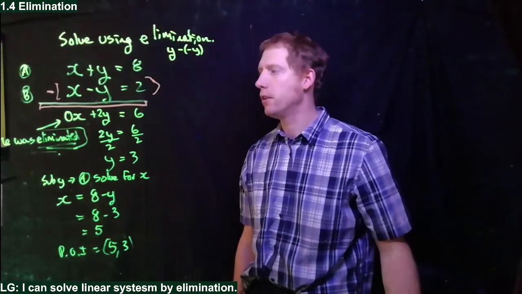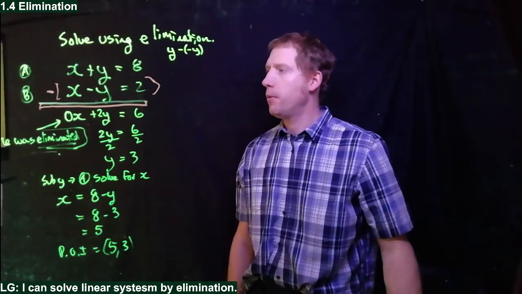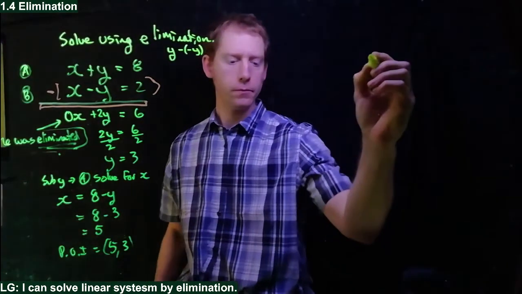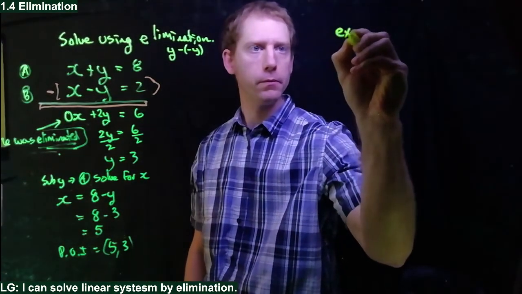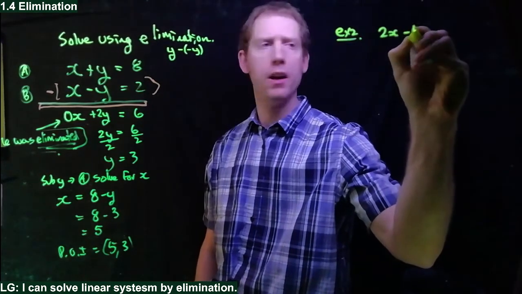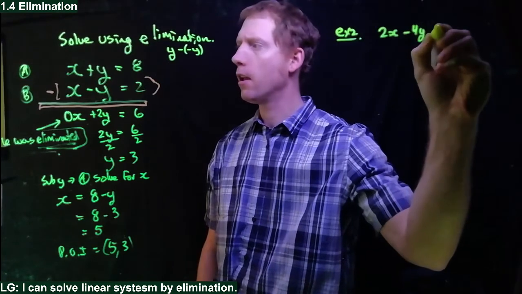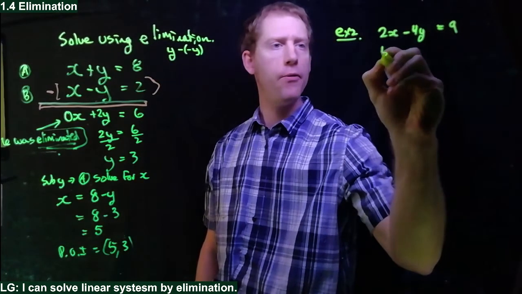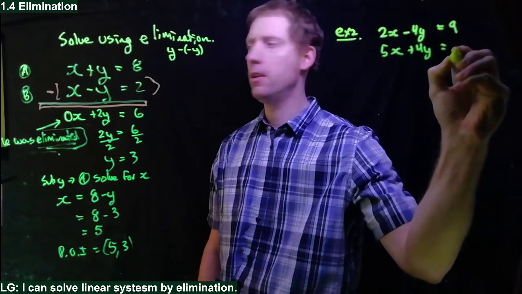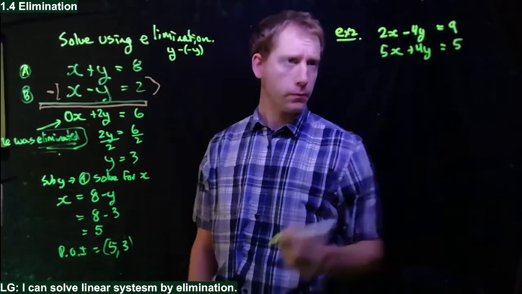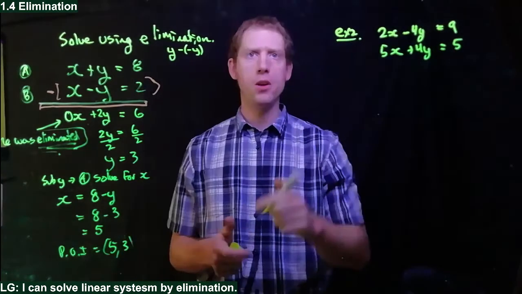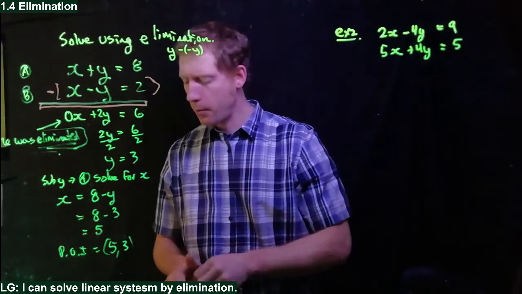Okay, let's do another one. Let's do a harder one. Example number 2. We have 2x minus 4y is equal to 9. And then we have 5x plus 4y is equal to 5. So we have more numbers. It's the same idea. So the first thing you want to look at is, what variable can I kill?